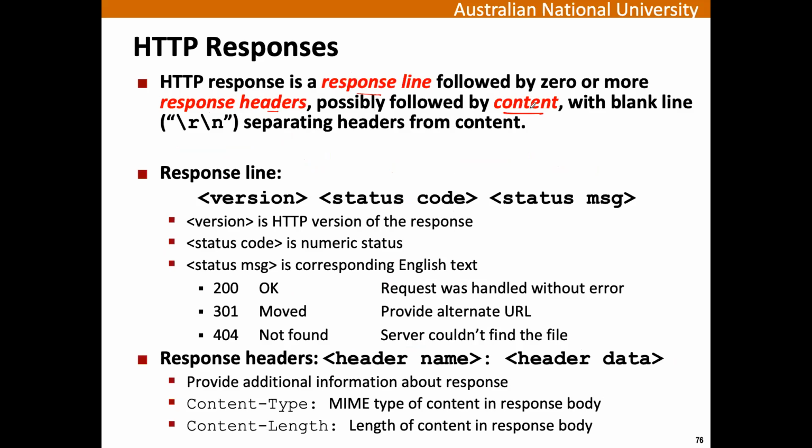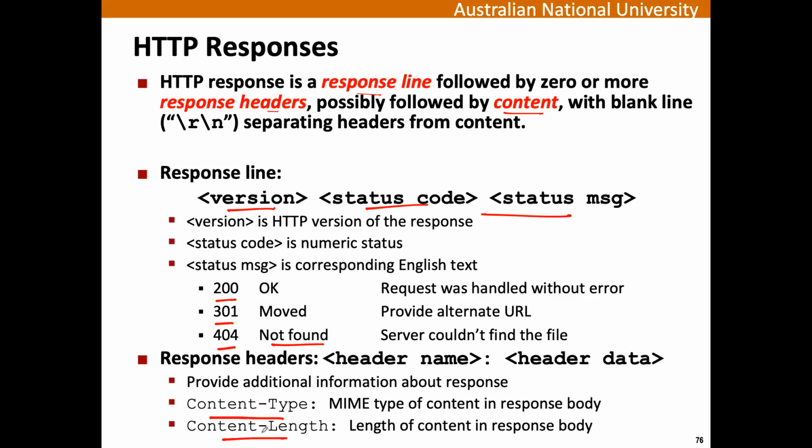The responses have one or more headers followed by the content that the client is looking for. Response lines look like version number, status code, status message. Status code could be 200, 301, 404, and the message could be not found. These are responses returned by the server based on the client requests. The response headers provide additional information about the response: content type, content length, and then the content itself.